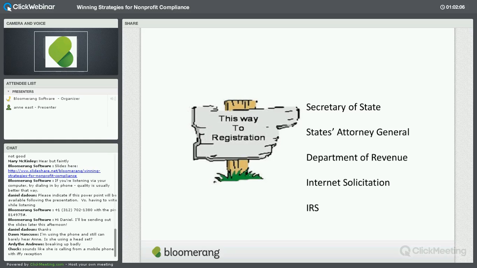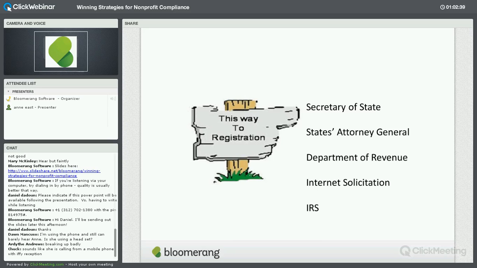And then make sure that you are in compliance with what is referred to as the Unified Solicitation. And what that is, is filing in all states so you can fundraise. And fundraising includes not just your annual appeal letter that you may send to somebody, but if you have a donate button on your website, that leads those states to know that you're fundraising within those states.